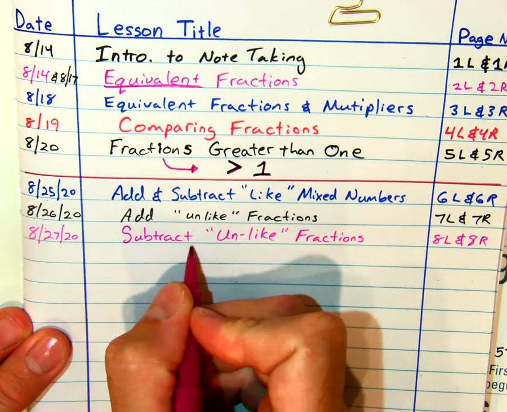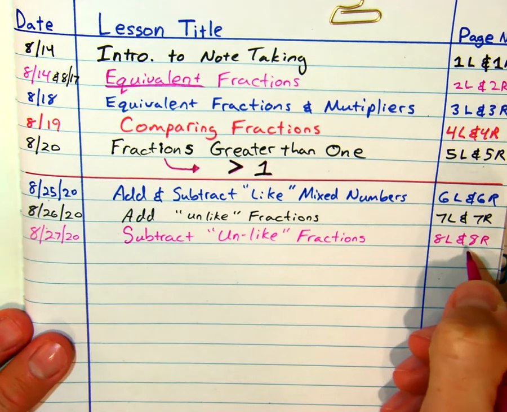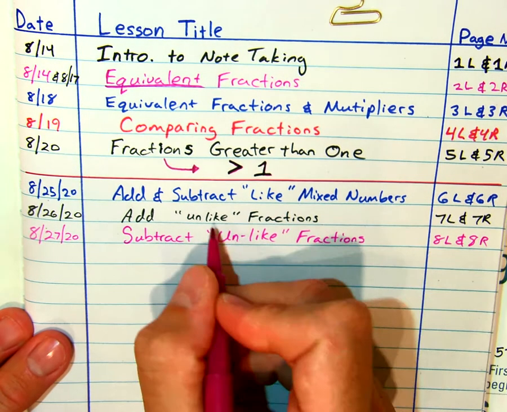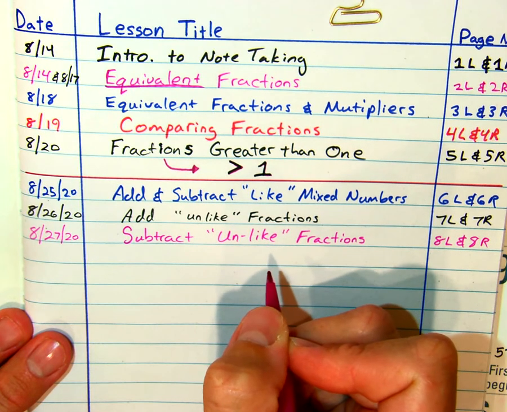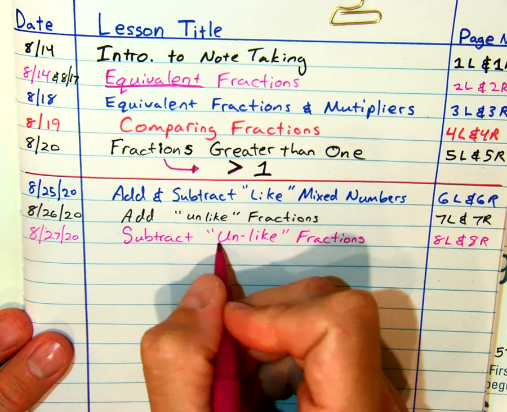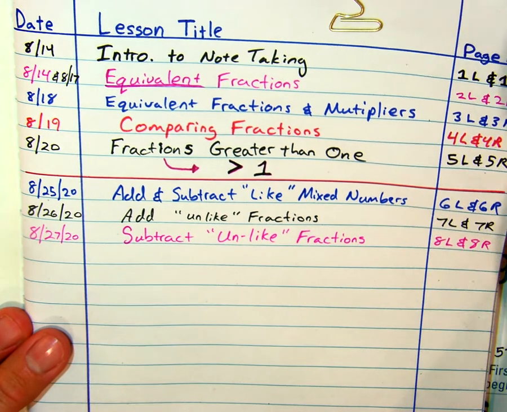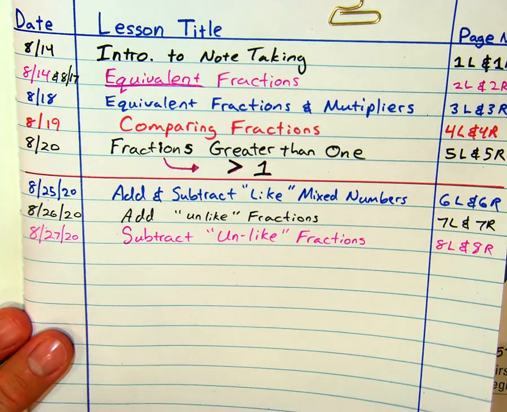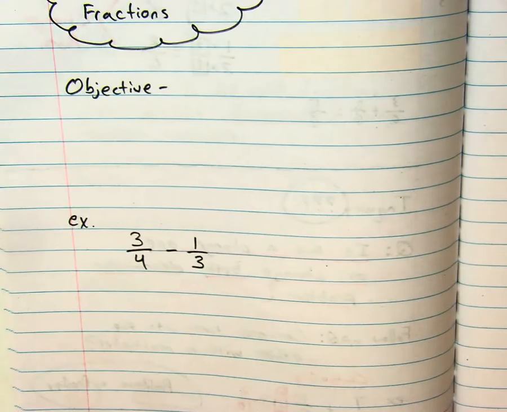Subtract unlike fractions. Page number 8 left and 8 right. And remember, we're talking about like and unlike. Unlike means denominators are what? Same or different? Unlike. Different. Excellent. Pause it if you need to get the title into your table of contents. Otherwise, let's get moving. Let's take a look at our page numbers.